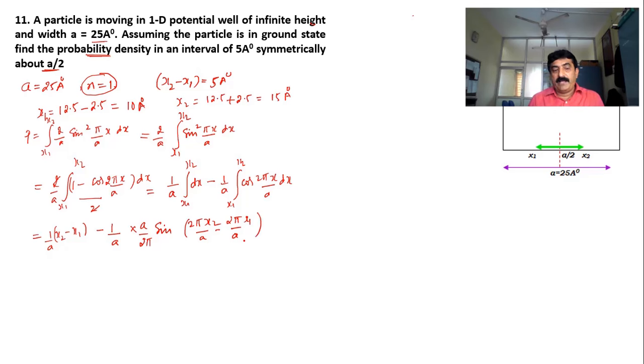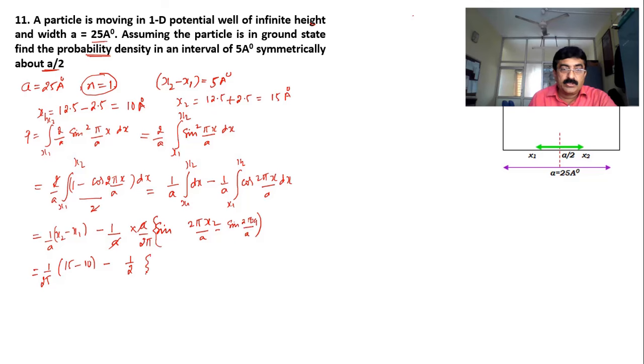Okay, I hope you are able to manage. Anyway, you pause this and do it. This is also one of the expected questions. So that is 1 by a is 25 into 15 minus 10 minus a cancel 1 by 2 pi. Well, actually I made a mistake here. Just 1 minute, I should write this as sine of 2 pi x2 by a minus sine of 2 pi x1 by a. Sorry.